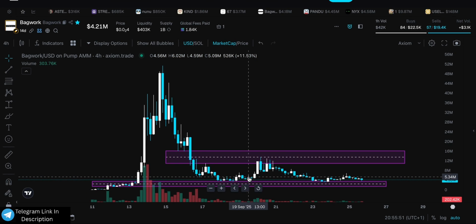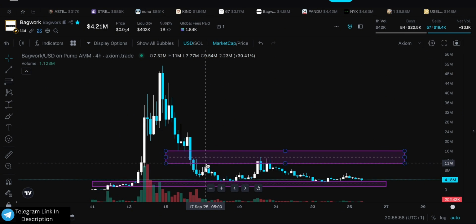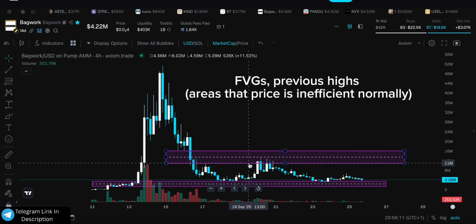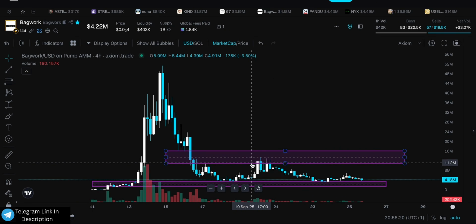And especially with this market cap and around the 5 million level, psychological level, we can target this high, this high. We can even take profit before the FVG, because obviously if you want to be really shrewd, then this is just what you do. You take profit at levels that price would typically go past, but it's not guaranteed to go past, okay? So it did actually come to the equilibrium.